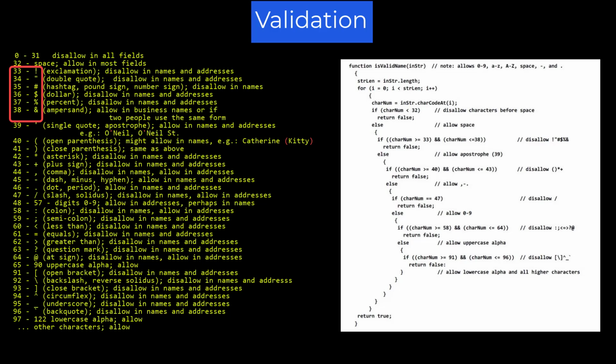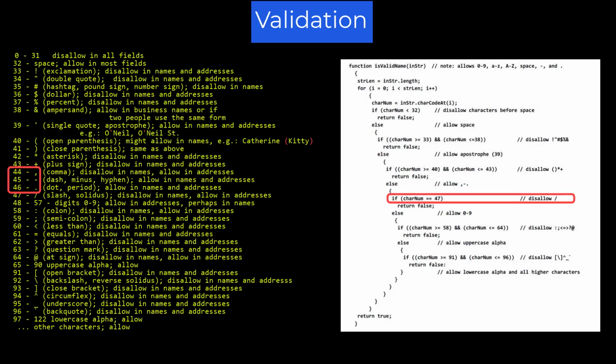So we code this. On the else we put the comment allow space, and now we say if char num greater than or equal to 33 and char num less than or equal to 38, notice the comment that disallows these characters, return false. Else, and now we're going to allow the next character, which is an apostrophe, 39. And then we say if it's not that, if its char num is greater than or equal to 40, less than or equal to 43, we're going to disallow open and close paren, asterisk, and plus sign. So we return false.